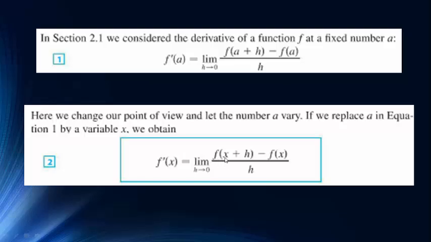And so notice here, the only thing we have different is instead of a, we have just the generic variable x. So it's the same formula, but it's f of x plus h minus f of x over h, okay?